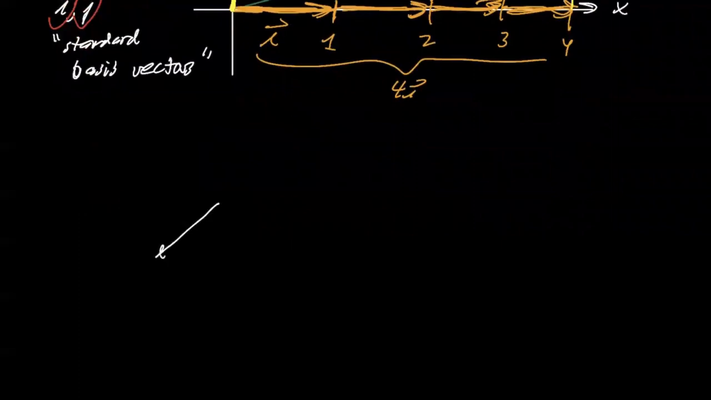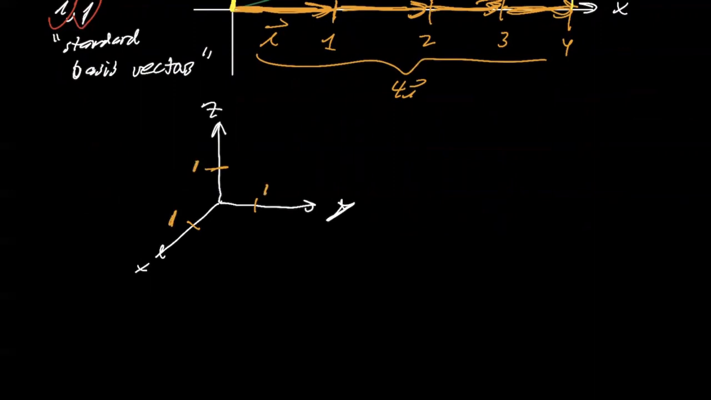I just want to say similarly in 3D, I'm not going to draw it as elaborately, but in 3D, if the x-axis is in this direction, the y-axis is in that direction, and the z-axis is in that direction, and we go out to length 1 on all 3 of these axes, then you have the i vector right here. We have the j vector right there. And this vertical vector is called k. So we have i, j, and k as our 3 basis vectors.